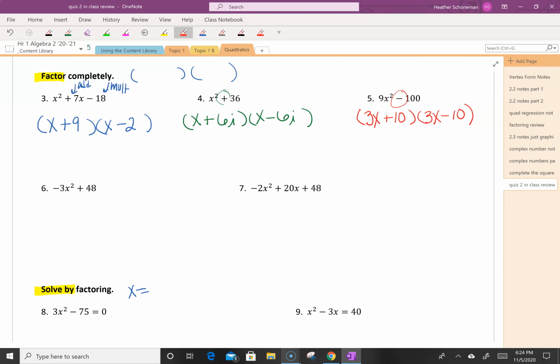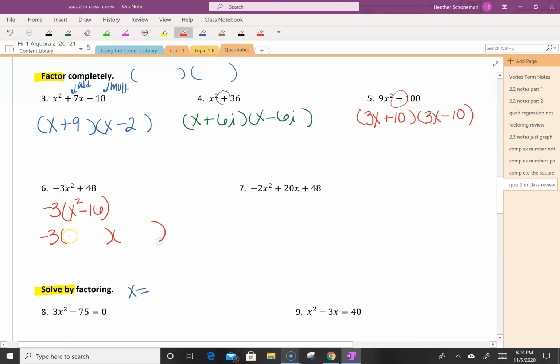On number 6, I want to factor that, but seeing that the leading coefficient is negative, it's like a red flashing light saying take out a greatest common factor first. So I can look and see that my greatest common factor is negative 3. So negative 3x squared divided by negative 3 is x squared. 48 divided by negative 3 is negative 16. In my parentheses, I have a binomial, and I can take the square root of both.